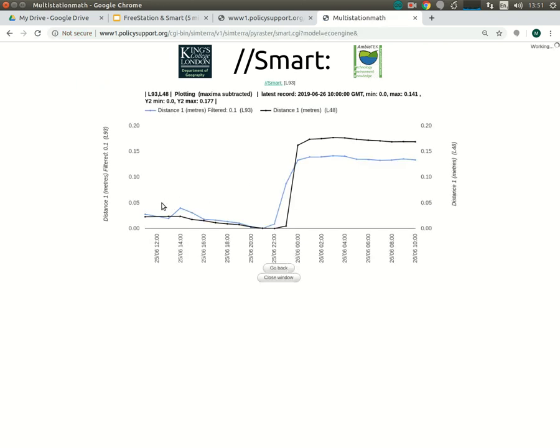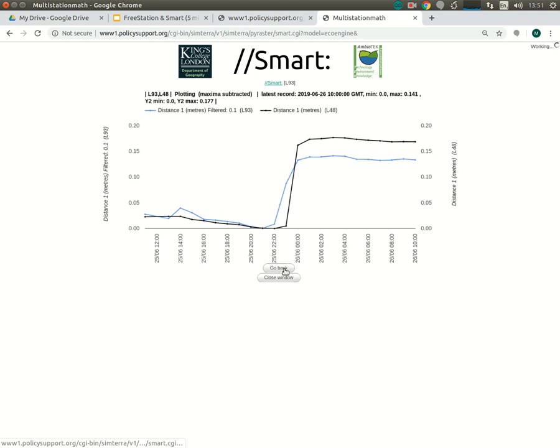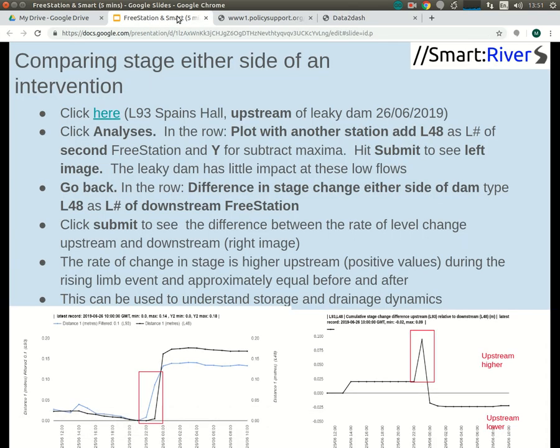And what we see here is in blue the upstream stage, upstream of the leaky dam, in black the downstream stage, and we see of course that as the event occurs we get a build-up of water upstream. It's not a very strong event and it's quite a leaky dam, and that happens before we get that increase downstream and is sustained.